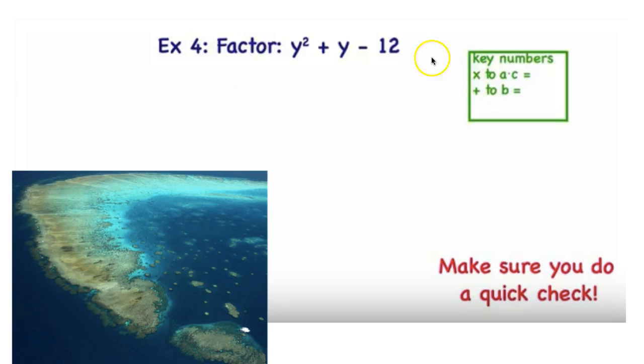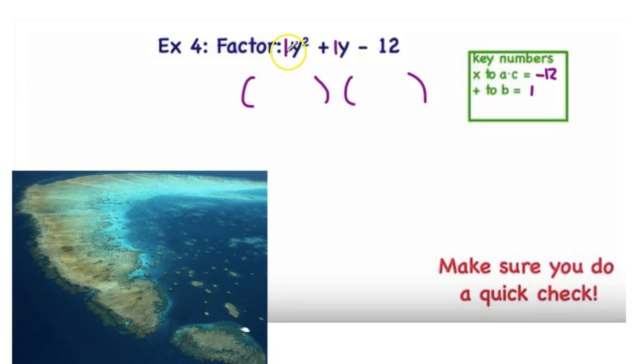So, factoring. Key numbers, A times C. Well, that's 1 times negative 12. So that's negative 12. And then B, that is 1, right? Okay, so when I write this, I'll do this first.